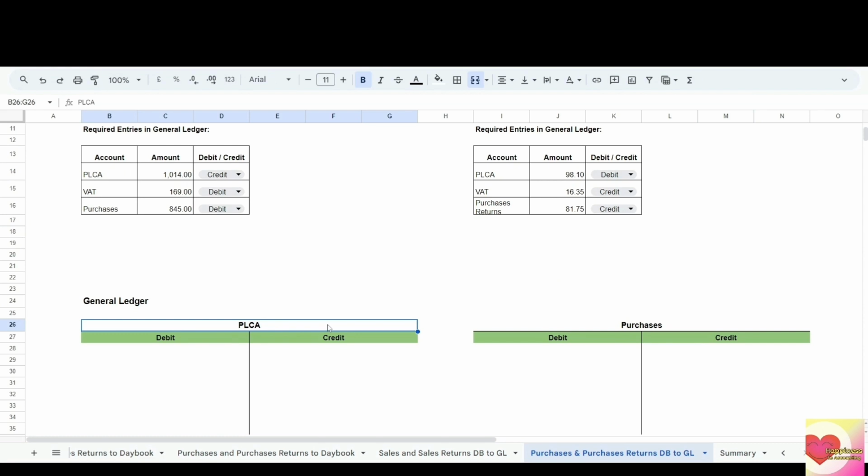I'll show you an example. In PLCA, the amount is 1,014. So let's enter the amount. The date is the end of the period. In the details, to show you the dual effect, I will put the title of the account of the opposite entry, which is the VAT and the purchases, because the total of these two is equivalent to our PLCA.